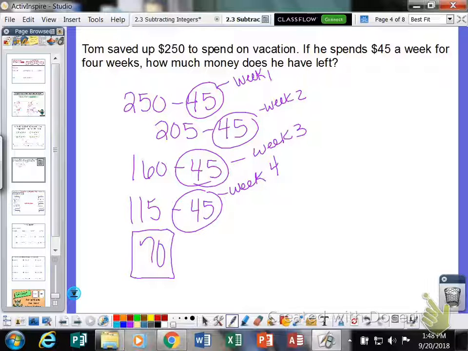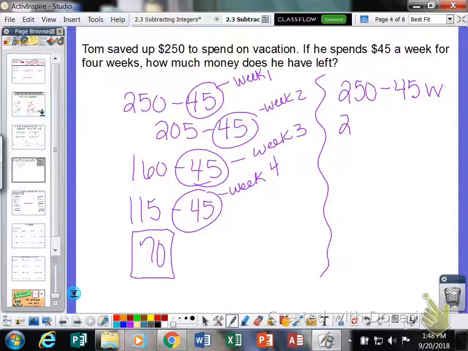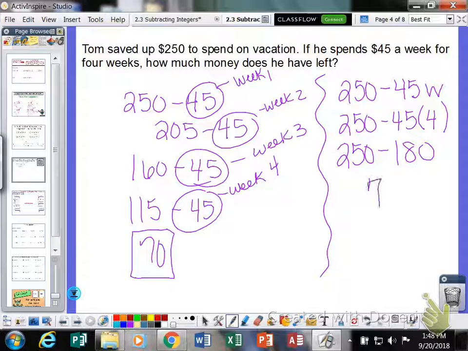Another way that you could have solved this problem is you're starting off with $250 and you're subtracting $45 per week. So $250 minus 45W. You know that you're going to subtract for 4 weeks, so the 4 replaces the W. Then you have $250 minus 45 times 4, so that would be $180. And that is $70. So we get $70 both ways. So either way is fine.